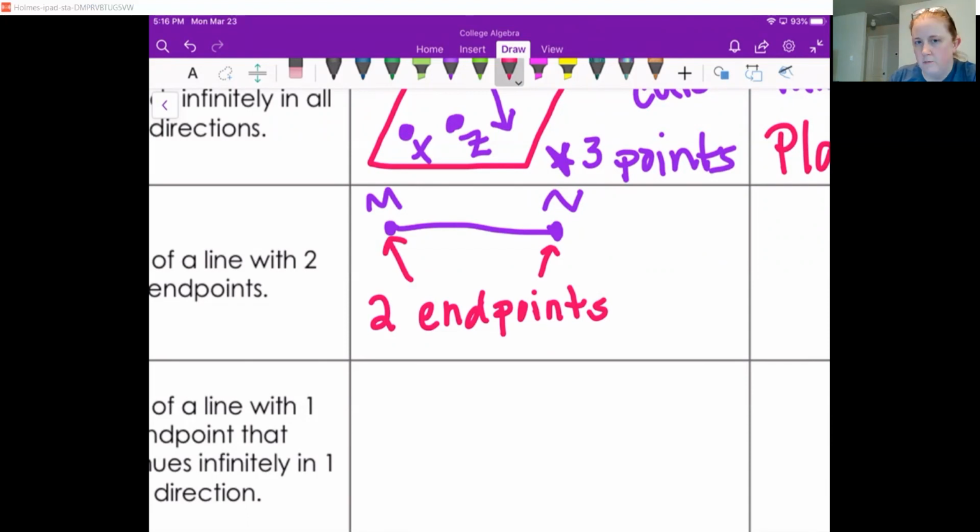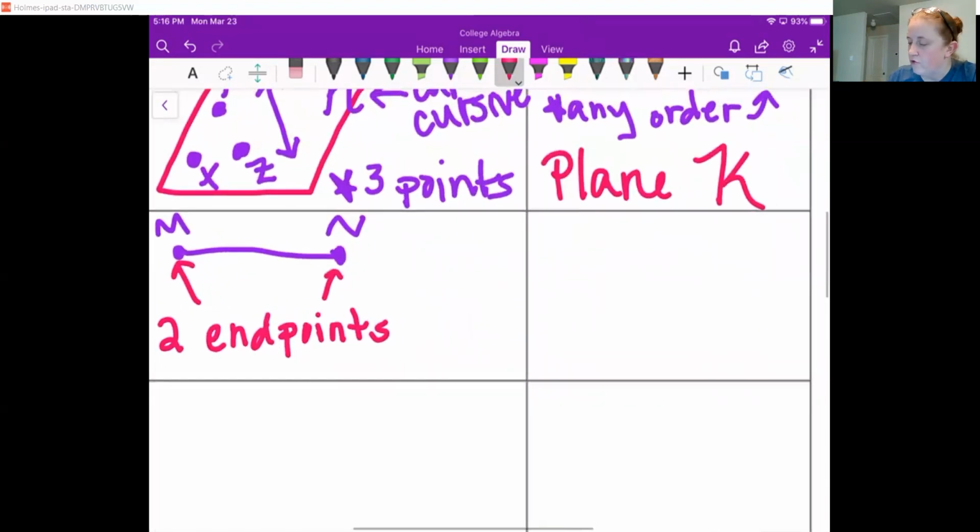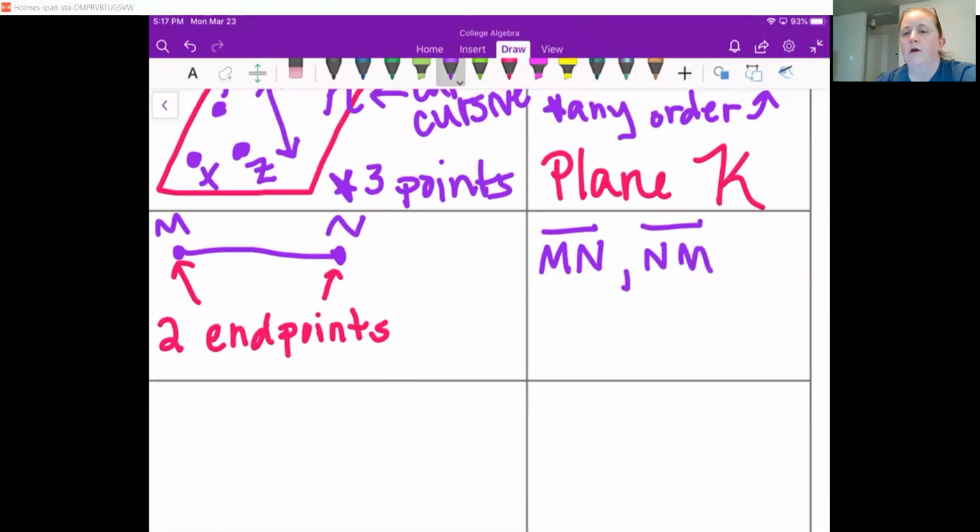To name the segment, you have to use those points. There's no other option here. Right? There is no little lowercase cursive letter out by those ends. You have to use those endpoints. So right now we are looking at segment MN. So use those 2 ends with a little bar on top. You can reverse it to NM, and you're still talking about the same object. We're going to see one in a second where you cannot reverse the order. But again, the big thing to remember here with segments is you must use the endpoints.